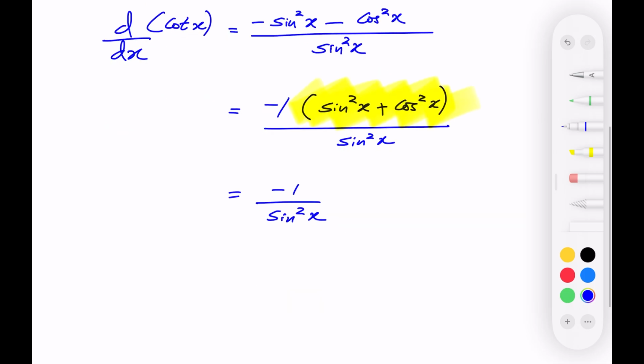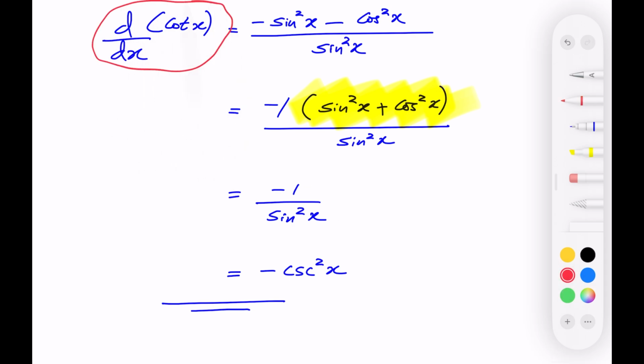What is 1 over sine x? 1 over sine x is equal to cosecant x. Therefore, negative 1 over sine squared x should be equal to negative cosecant squared x. That's a very important result, which is the derivative of cotangent x. Remember, the differentiation of cotangent x with respect to x is equal to negative cosecant squared x. This is the complete proof. Thank you so much.